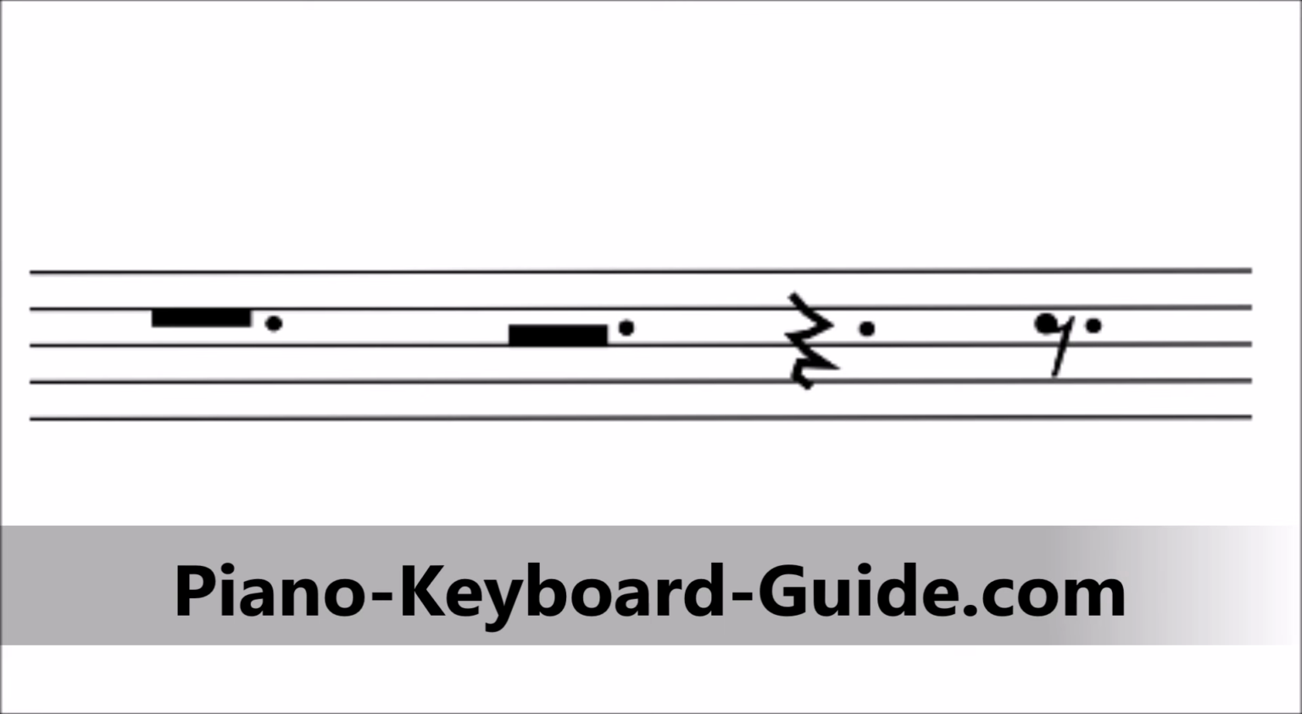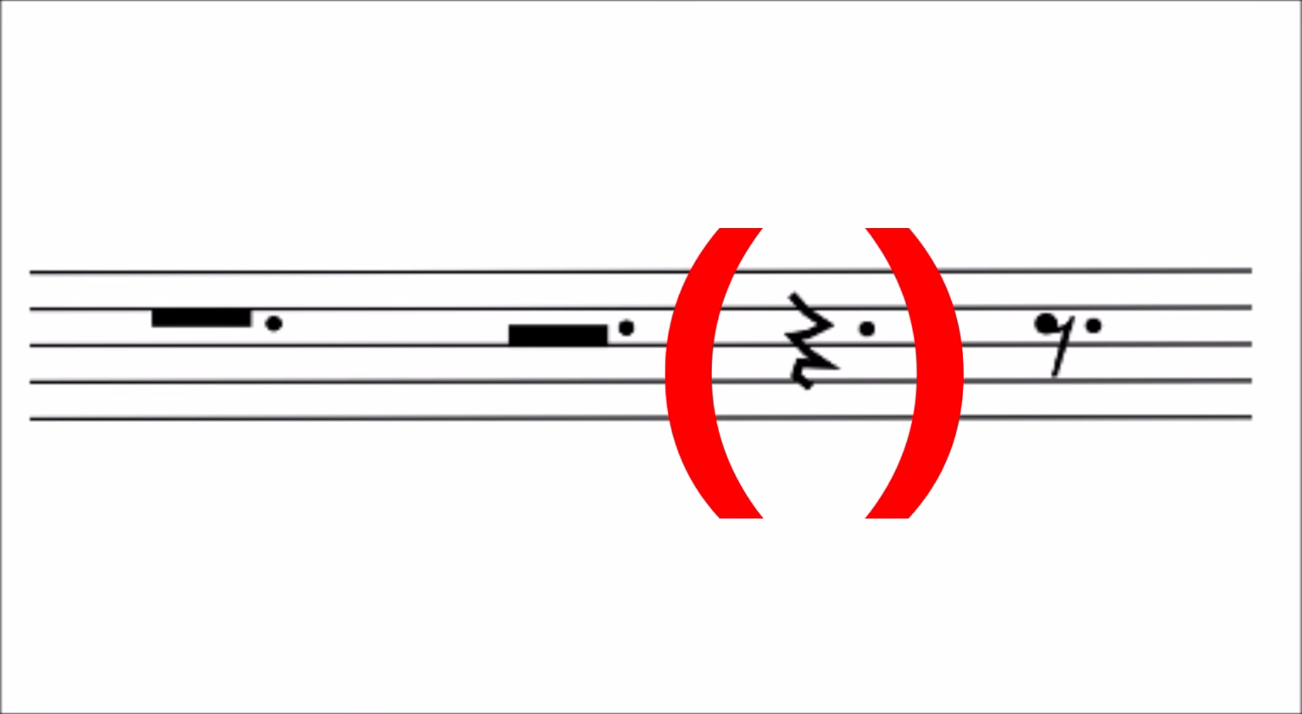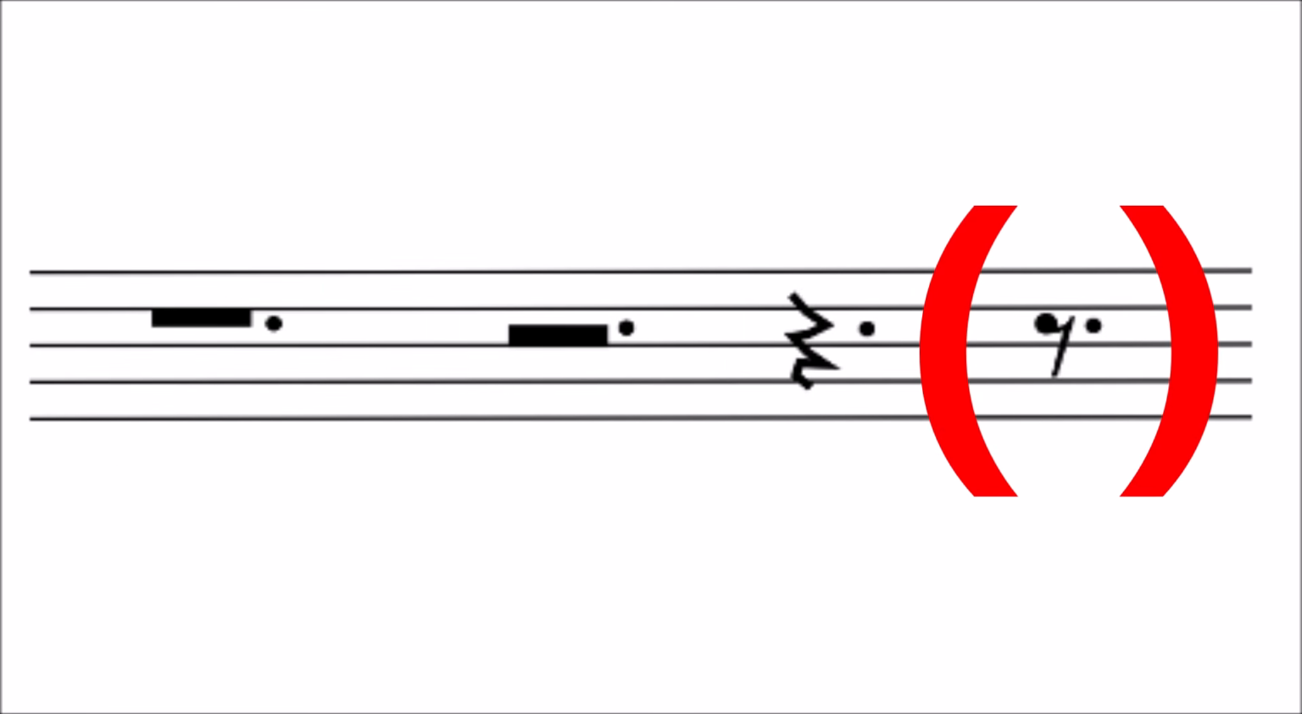Dots can be added to every other rest, thereby increasing the rest's value by a half. For instance, the value of a dotted quarter rest is 1 plus half equals 1.5. The value of a dotted whole rest is 4 plus 2 equals 6. The value of a dotted eighth rest is half plus quarter equals 3/4.